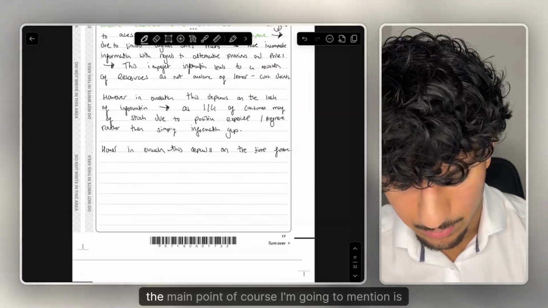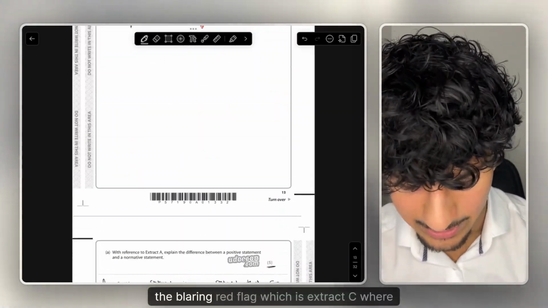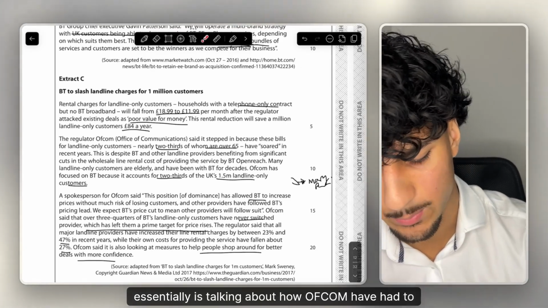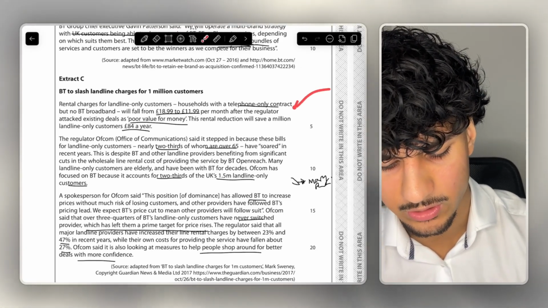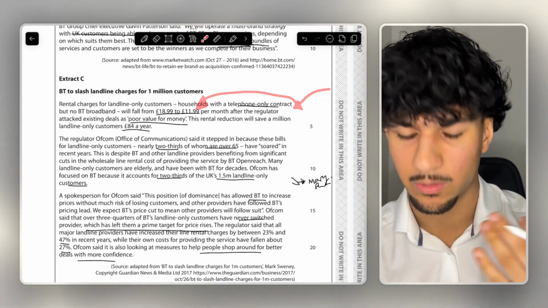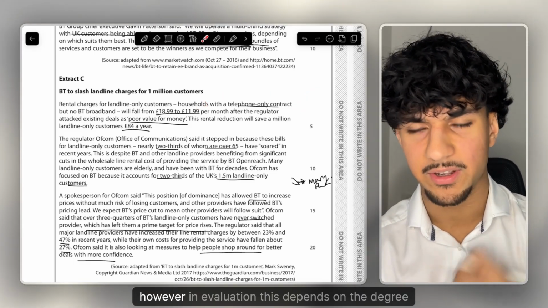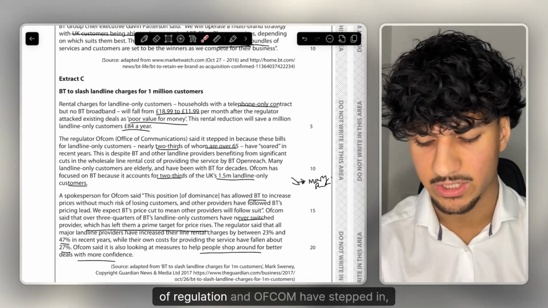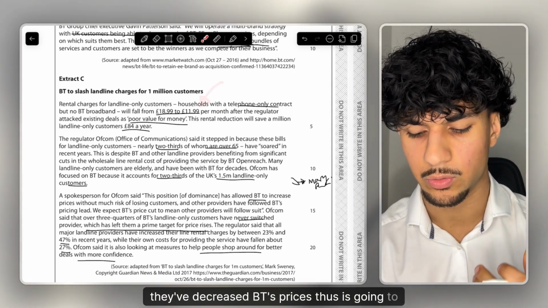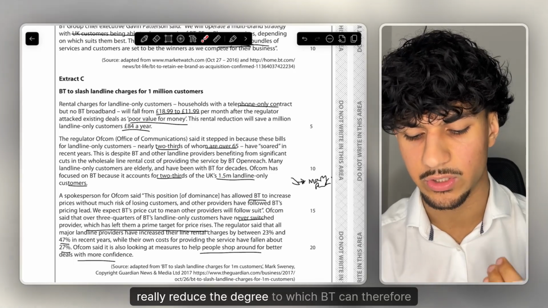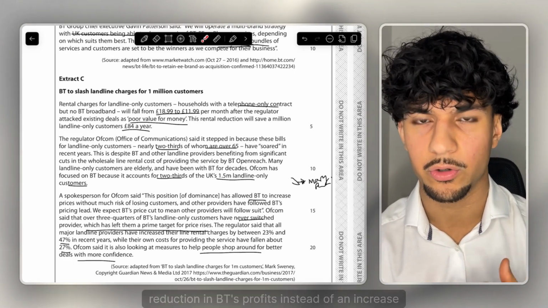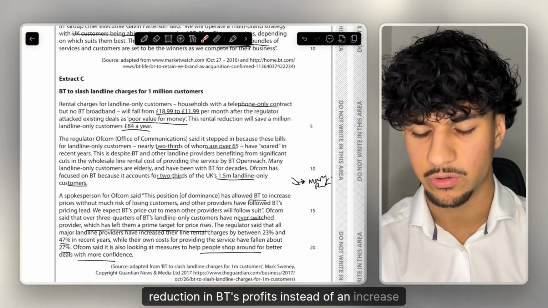Now, with regards to evaluation, the main point I'm going to mention is the blaring red flag, which is extract C, where essentially it's talking about how Ofcom had to step in and cause BT to reduce its prices. However, in evaluation, this depends on the degree of regulation. As Ofcom have stepped in, they've decreased BT's prices. Thus, this is going to reduce the degree to which BT can make supernormal profit, and could lead to actually a reduction in BT's profits instead of an increase in BT's profits.